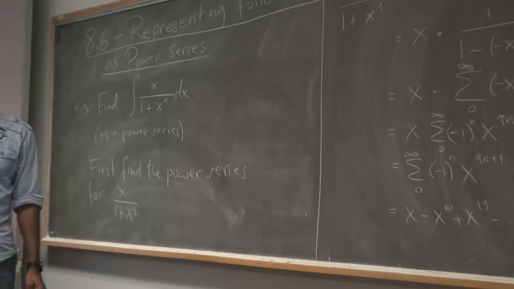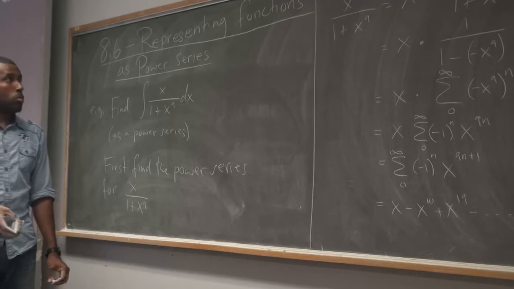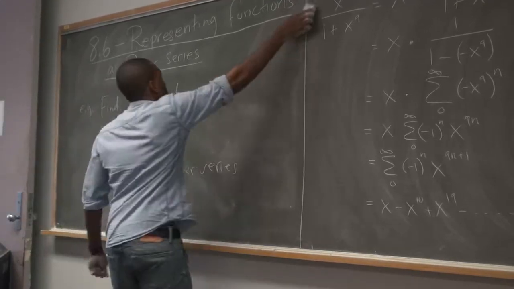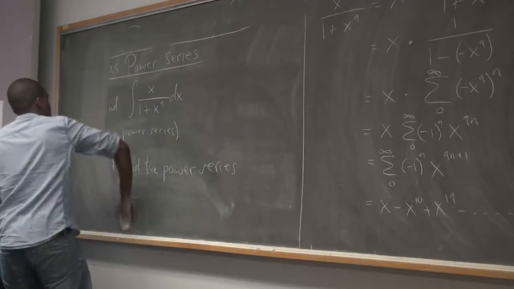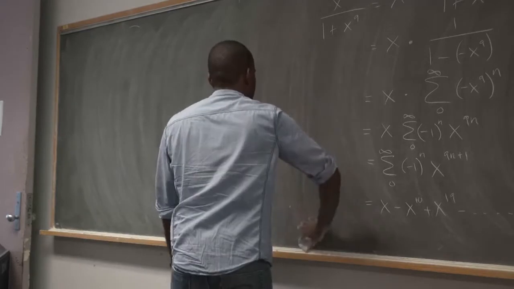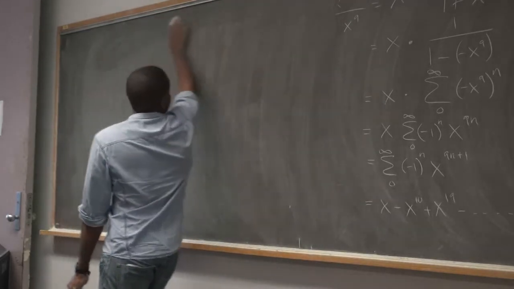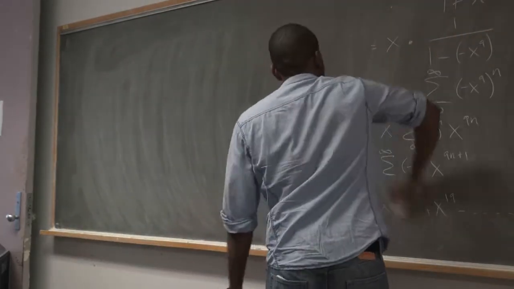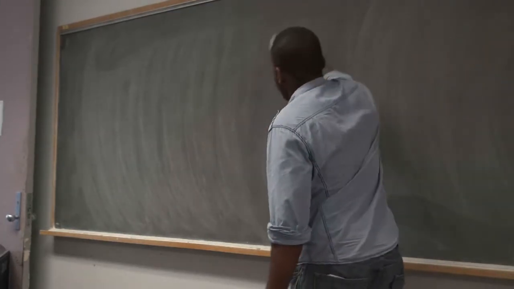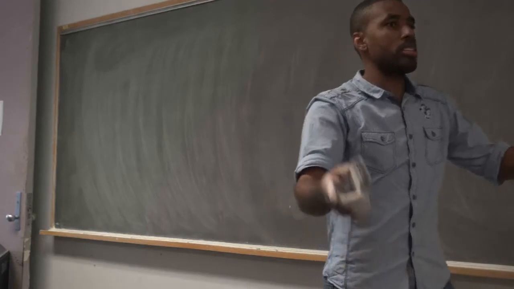Any questions on that? That actually finishes 8.6. So 8.6 was representing functions as a power series by taking advantage of knowing the power series for 1 over 1 minus x.